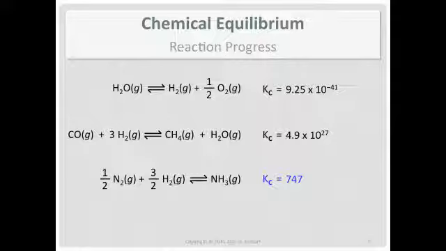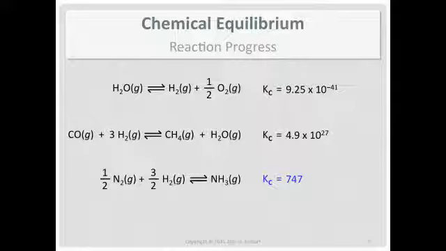I'm not out, at least in my classes, to trick anybody. So I would think of it this way. Stupidly small number: primarily reactants at equilibrium. Stupidly large number: primarily products at equilibrium. A value that's not real big or real small: appreciable amounts of everything at equilibrium.